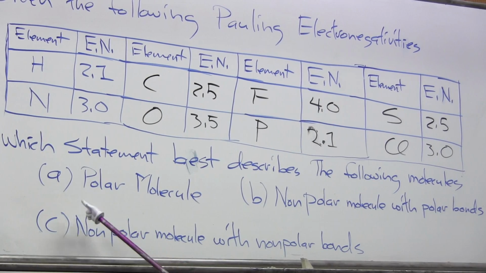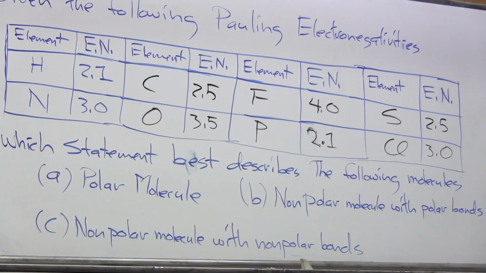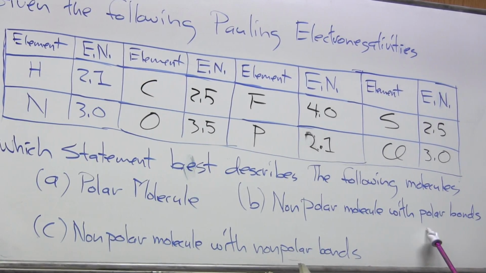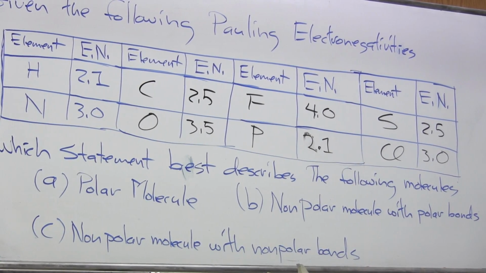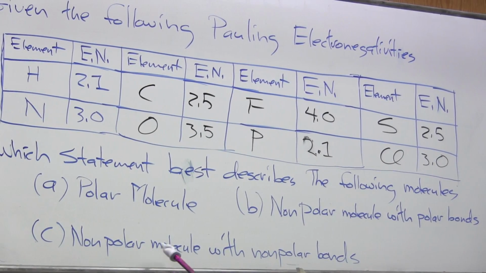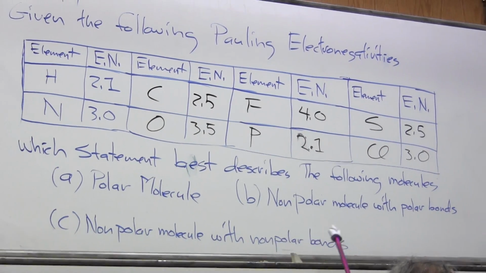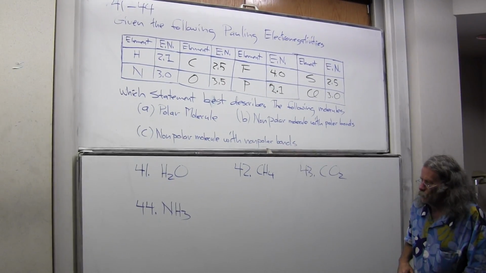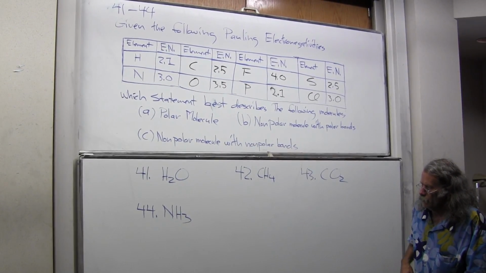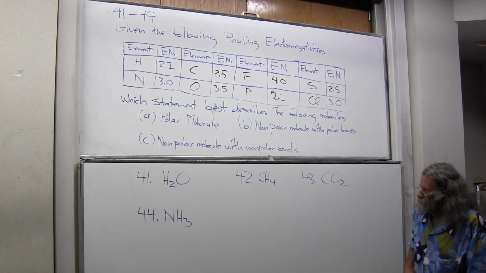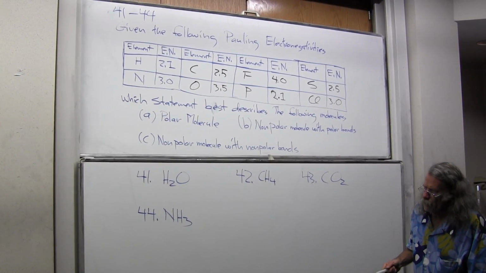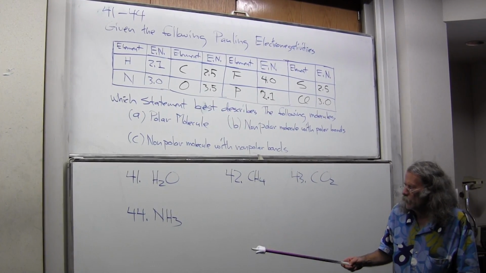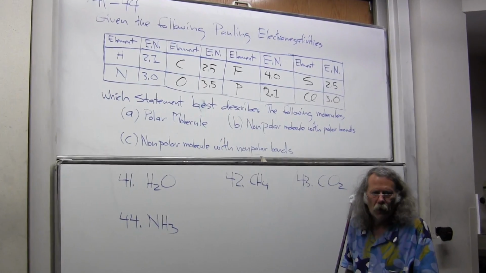Option A is a polar molecule. Option B is a nonpolar molecule with polar bonds. And option C is a nonpolar molecule with nonpolar bonds. What we're going to do is take this approach with a scratch paper. I will go over the scratch paper in a moment and show you, but we'll do these piecewise.